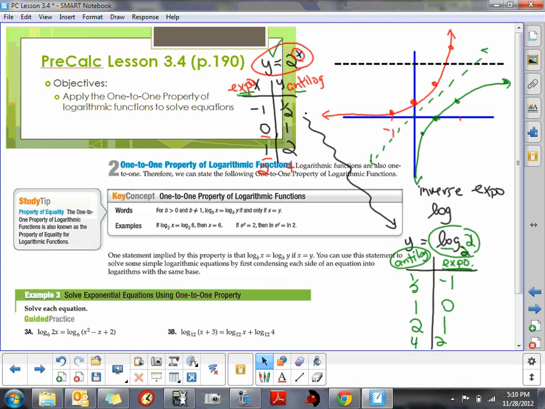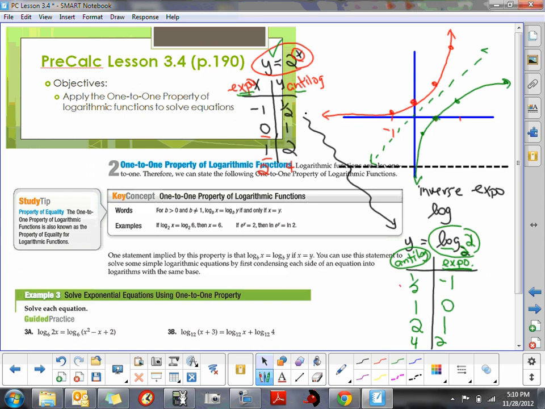So we have this idea that logs are inverses of exponentials. But here's the idea of the one-to-one function. On the green graph of the logarithm, if we look only at the green logarithm graph, it passes the horizontal line test, which means it is a one-to-one function, which means for every antilog, there is a unique exponent that's going to be mapped to it.